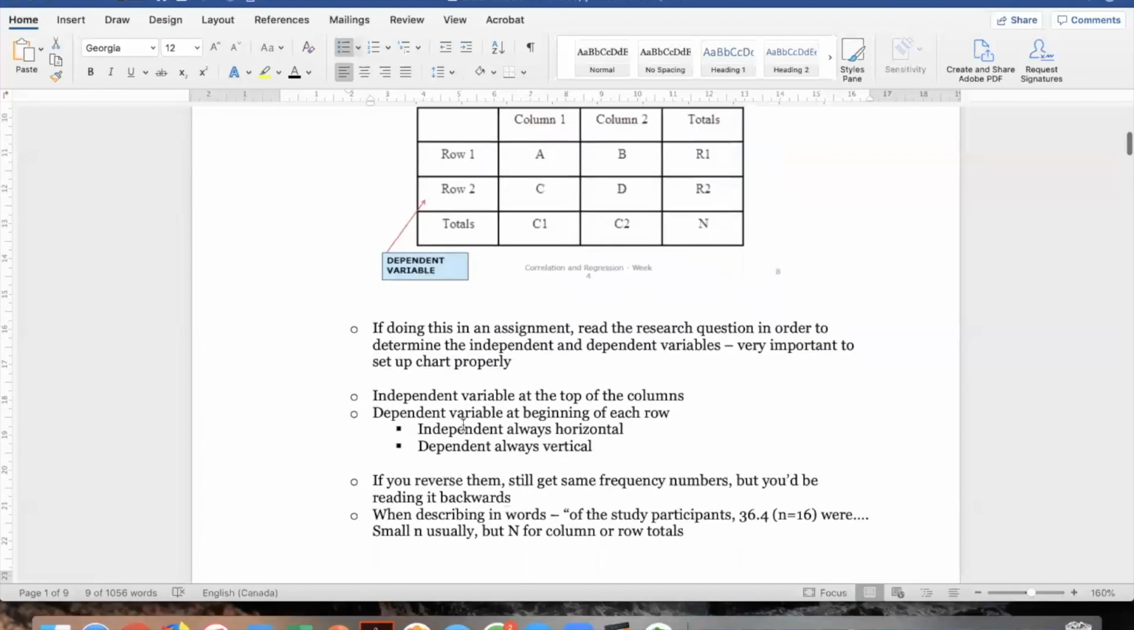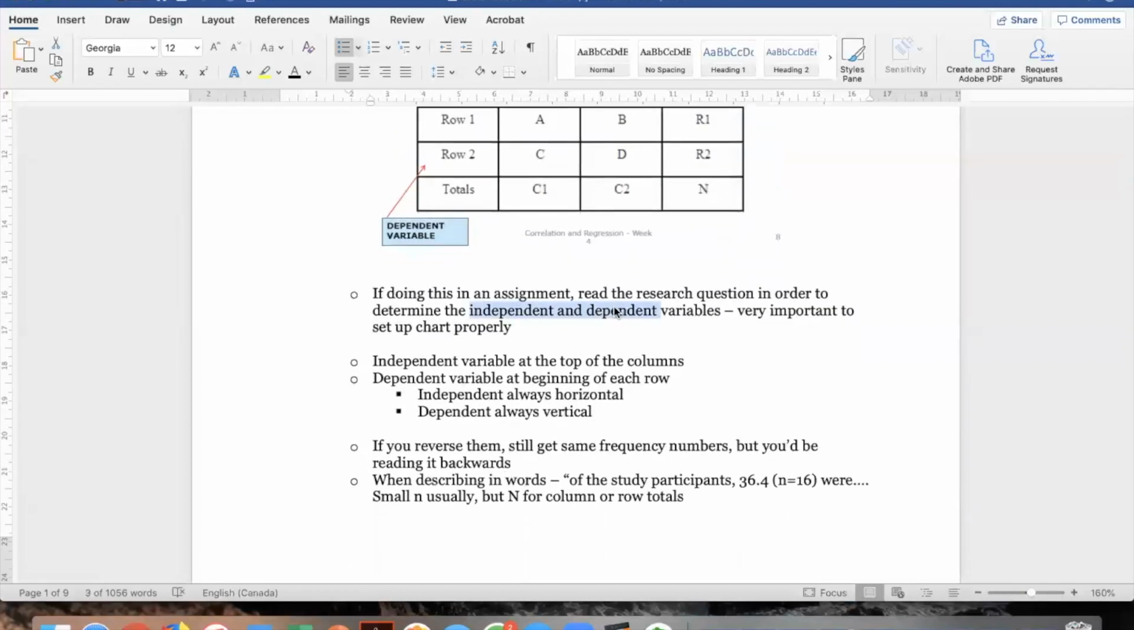So yeah, just make sure that you read the question properly. You need to identify the independent and dependent variables. Otherwise your chart will come out all wonky.